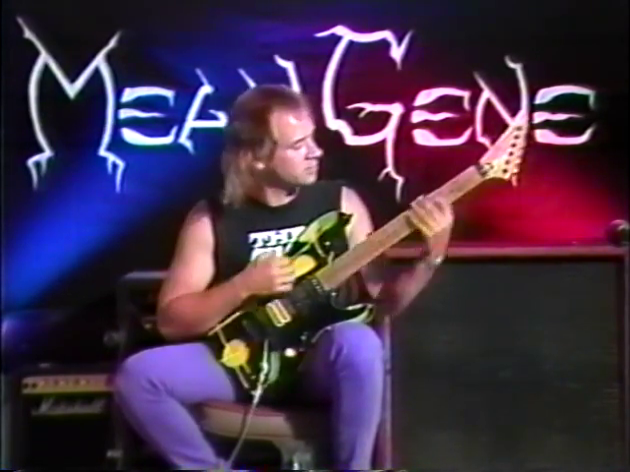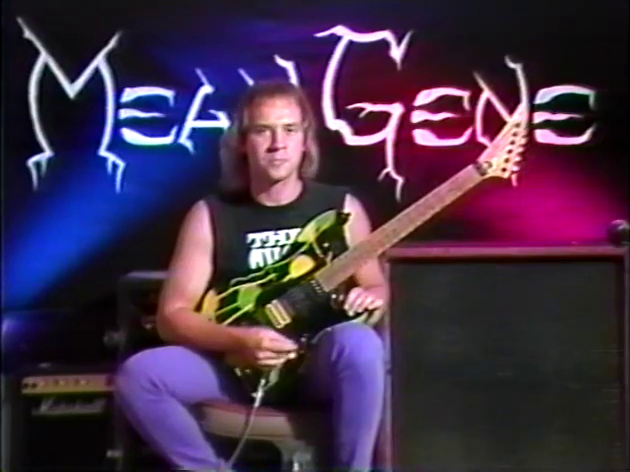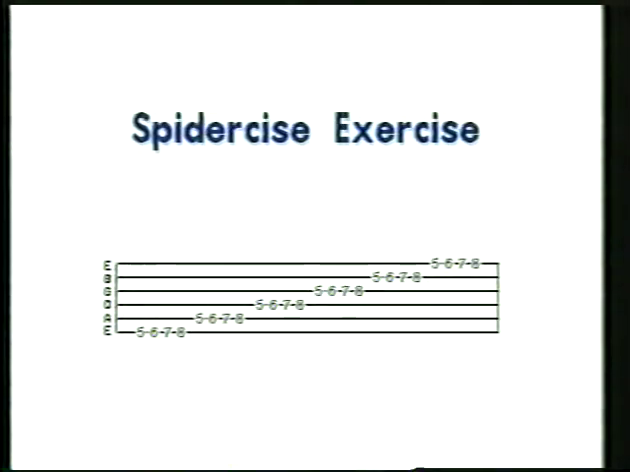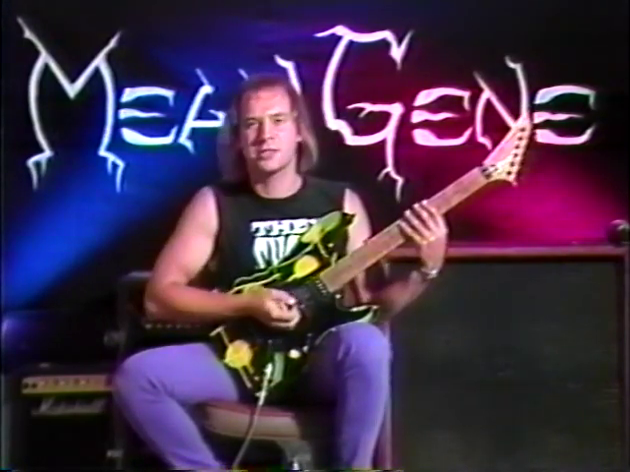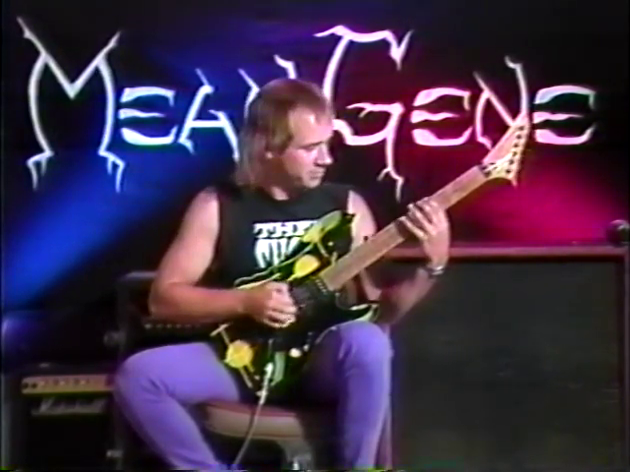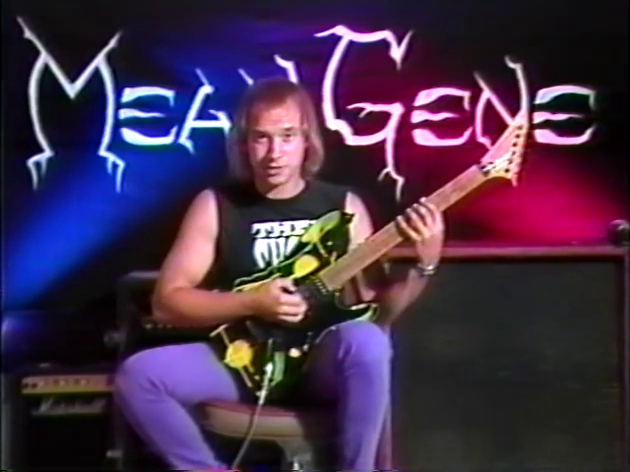Okay, this next one is called the spider exercise. It kind of looks like a pissed off spider once you get rolling. Okay, you've probably seen the scale a million times. Everyone does it at first for learning how to get all their fingers going. We're just starting at the 5th fret. We're going to take the shape all the way down.